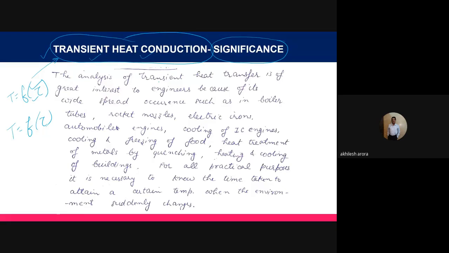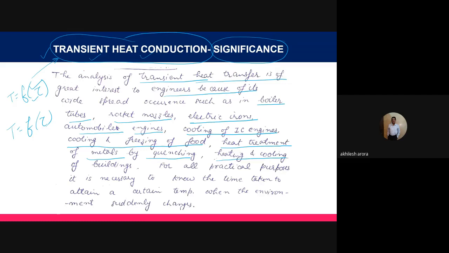For example, like it is said here, this transient heat conduction or heat transfer occurs in boiler tubes, rocket nozzles, electric irons, automobiles, automobile engines, cooling of IC engines, cooling and freezing of the food, heat treatment of metals by quenching, heating and cooling of buildings. For all practical purposes, it is necessary to know the time taken to attain a certain temperature when the environment suddenly changes.